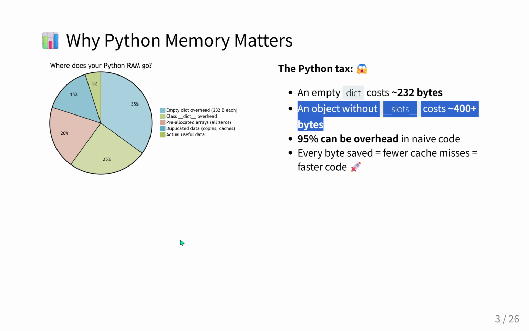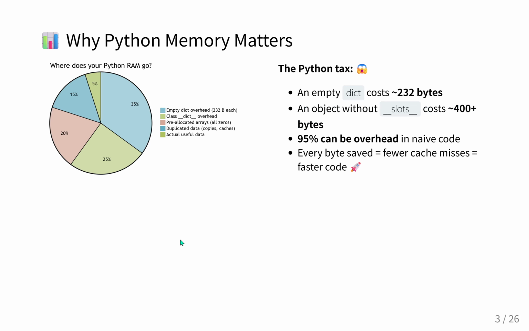And to put that 400 bytes into perspective for a second, if you are just trying to store a single 64-bit integer, which should logically take exactly 8 bytes. Right, just 8 bytes. Python is wrapping that tiny piece of data in almost 400 bytes of scaffolding. Up to 95% of your memory usage in naive code can literally be pure structural overhead. Wow. And a lot of developers might hear that and think, well, okay, RAM is cheap. Who cares if I use an extra gigabyte?